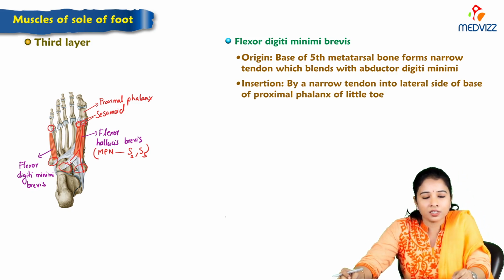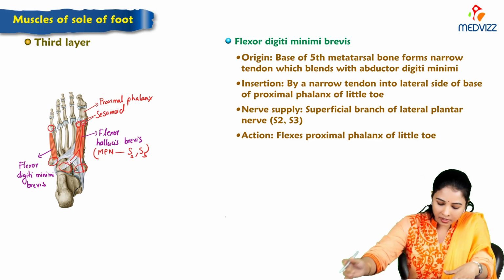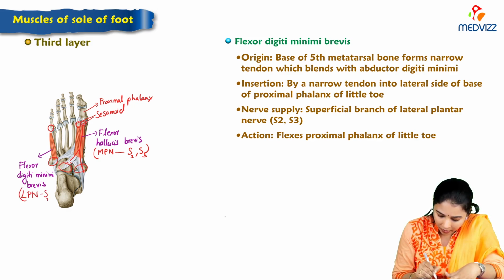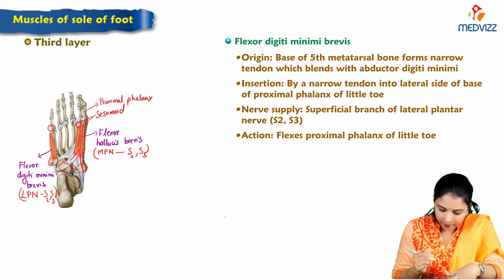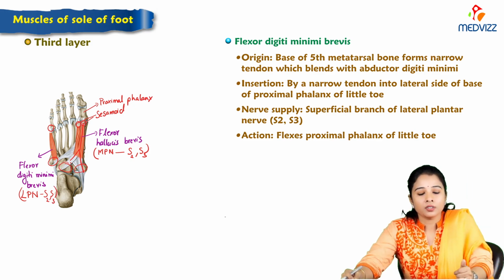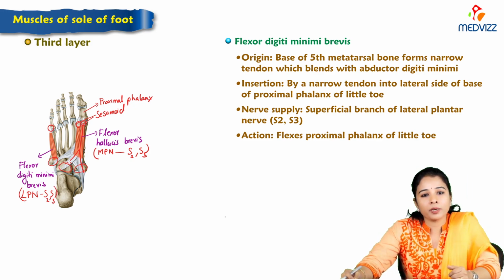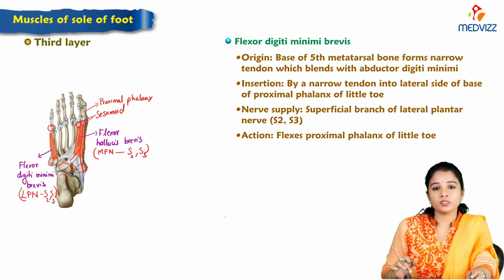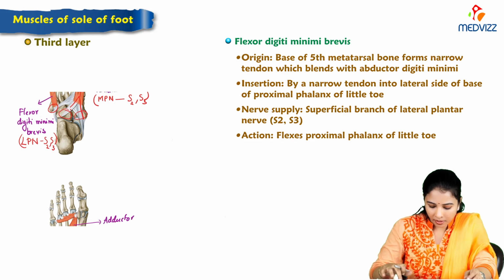Nerve supply is on the lateral side. So flexor digiti minimi brevis is supplied by the lateral plantar nerve having the root value S2, S3. So that is about the flexor digiti minimi brevis, and this is all about the flexor hallucis brevis and flexor digiti minimi brevis.